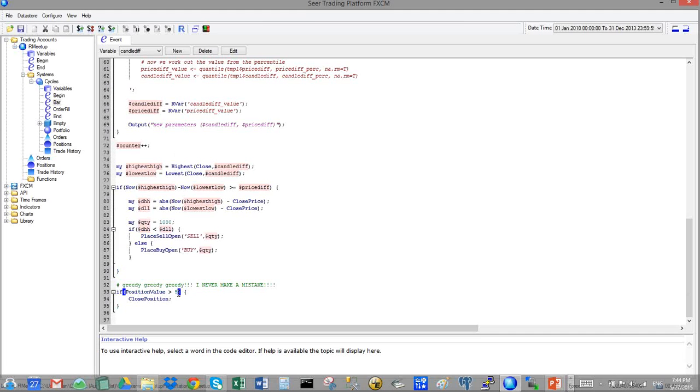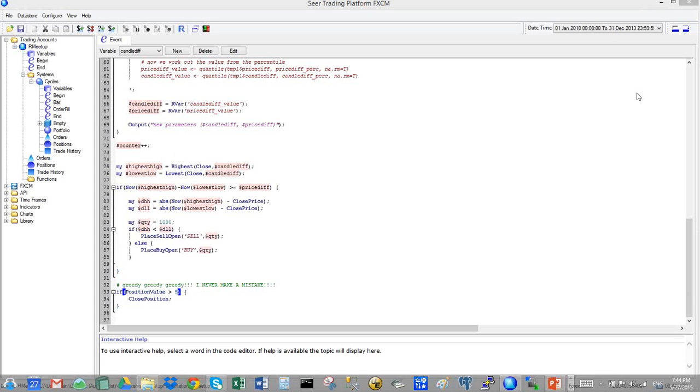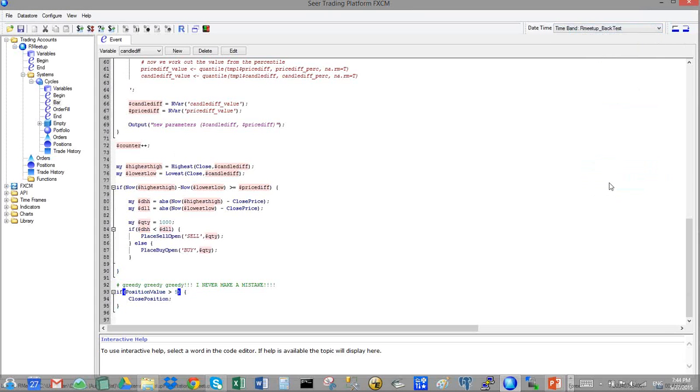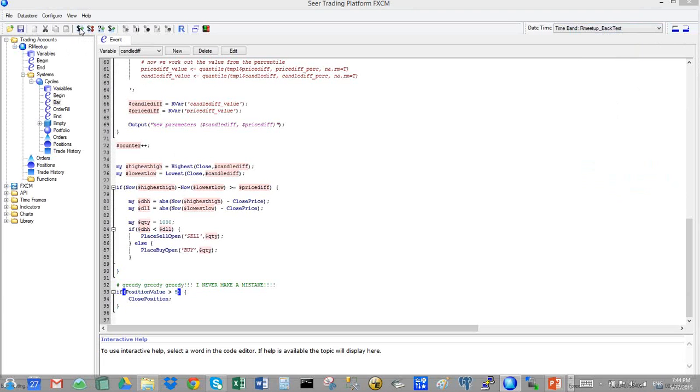Okay, so cool. Let me try and move this screen sharing window. I've got a backtest here, and I'm going to run this backtest.